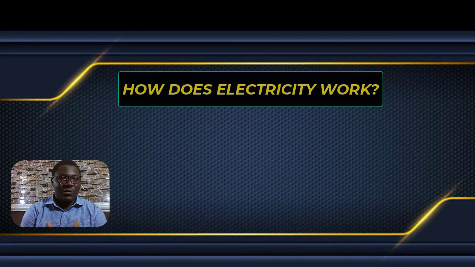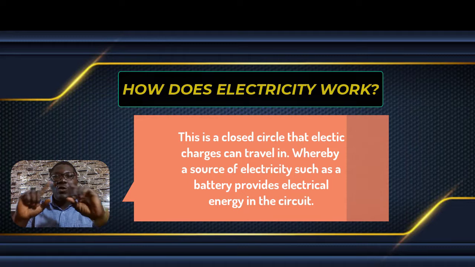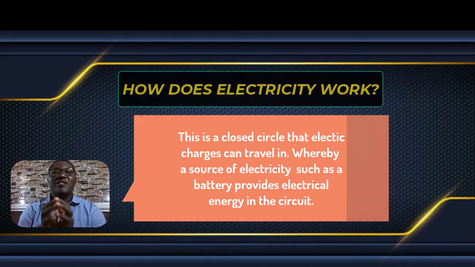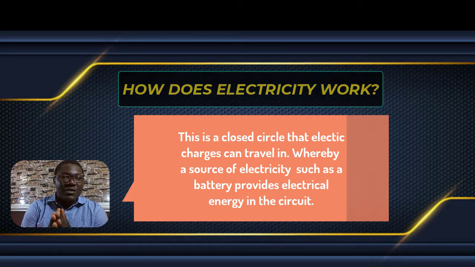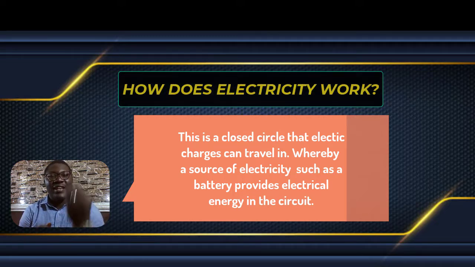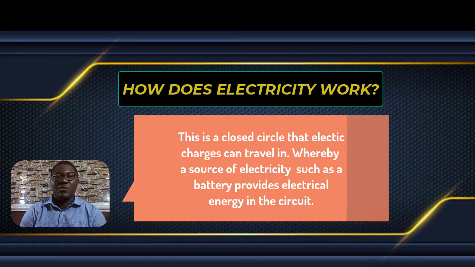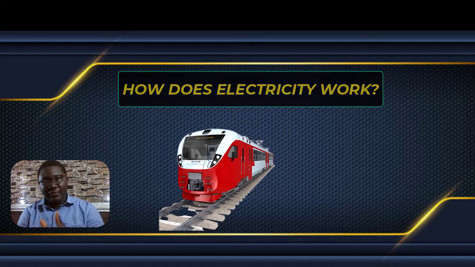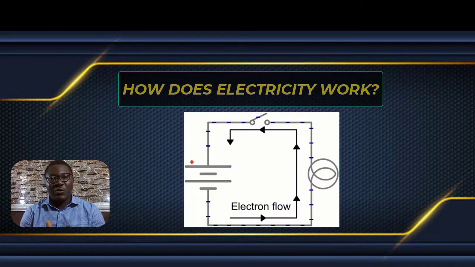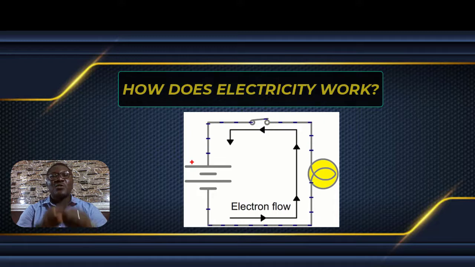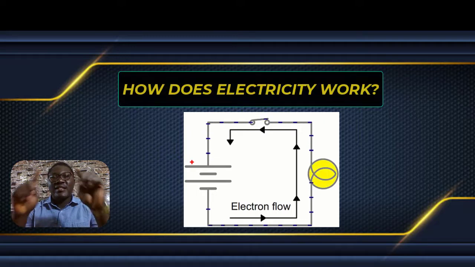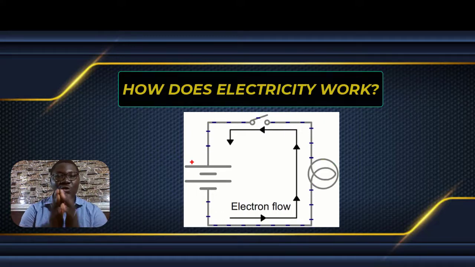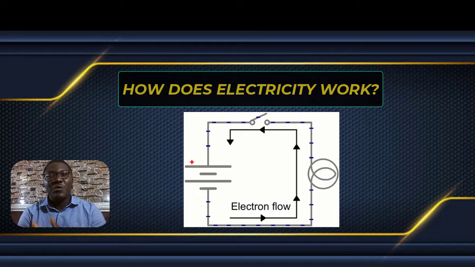Now, what is a circuit? A circuit is a closed circle that electric charges can travel in, whereby a source of electricity such as a battery provides electrical energy in that circuit. For example, we have a railway for a train. So also a circuit is what a current has to travel in, in a circular form, in a continuous form, to actually give you a result or an outcome.